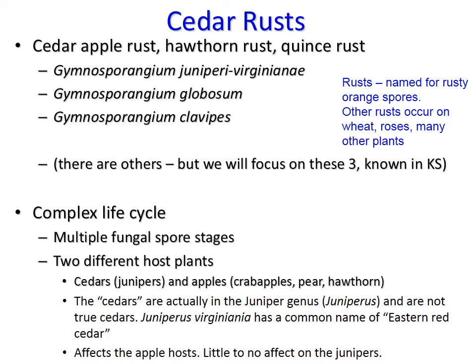These rust diseases have a severe effect on the apple, and it can cause some defoliation and plant health issues. And though the symptoms, as you'll see, can be very dramatic on the junipers, these diseases actually have little to no effect on the juniper itself.